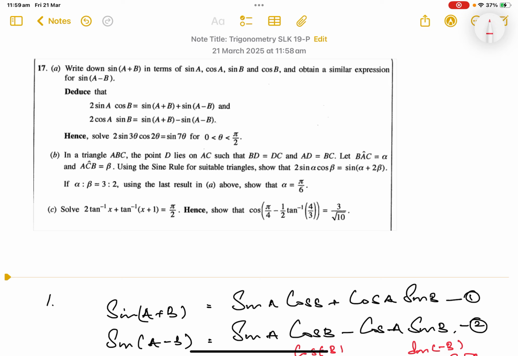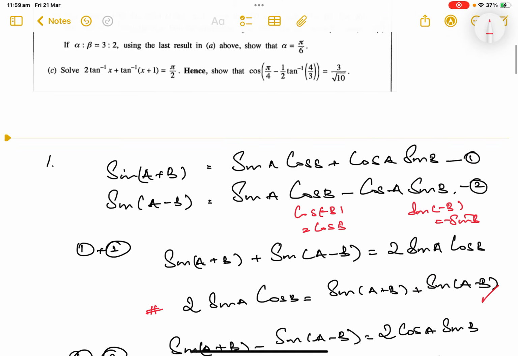That's done. Second one, part C: solve 2 tan inverse x plus tan inverse of x plus 1 equals pi by 2. Hence show that cos of pi by 4 minus half times tan inverse of 4 over 3 equals 3 over root 10.